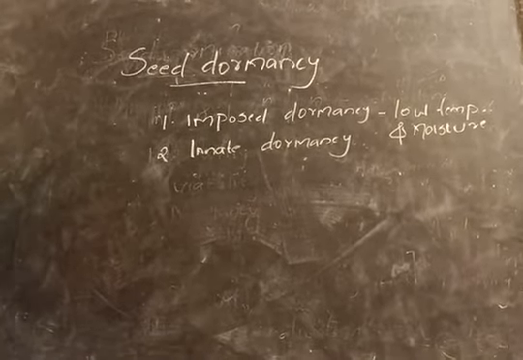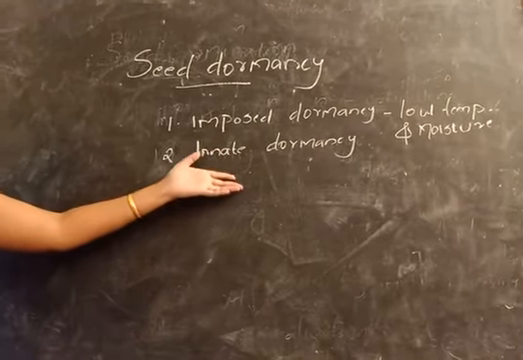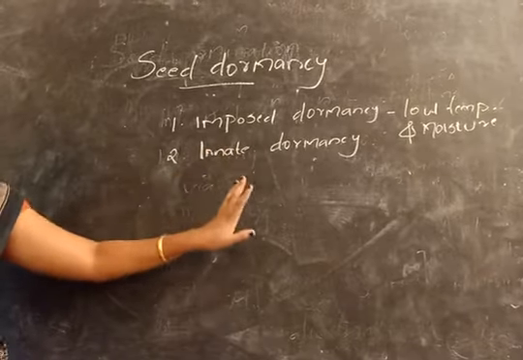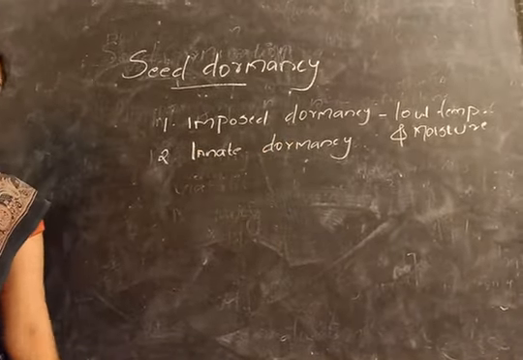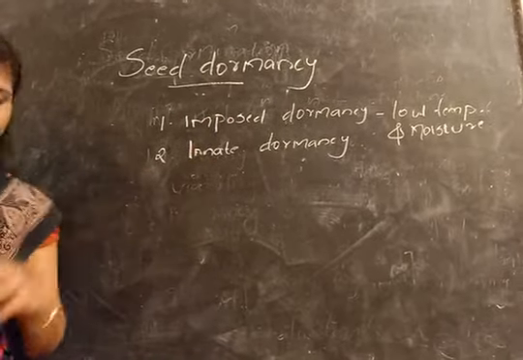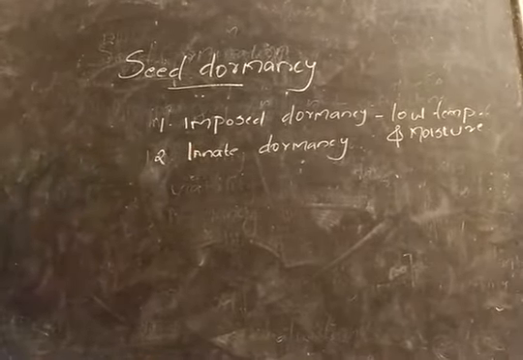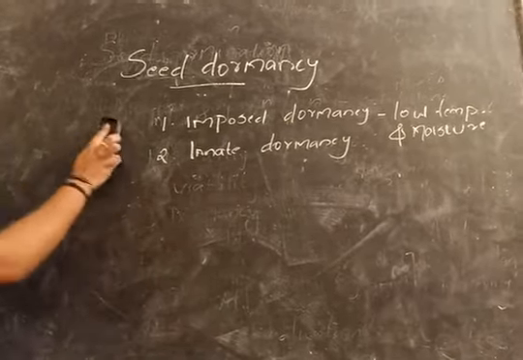Innate dormancy is related to the properties of the seed itself. If there are any problems in the seed itself which lead to dormancy, it is called innate dormancy, whereas when external factors like low temperature and moisture are the reason for the dormancy, it is called imposed dormancy. Then what are the factors causing dormancy of seed?